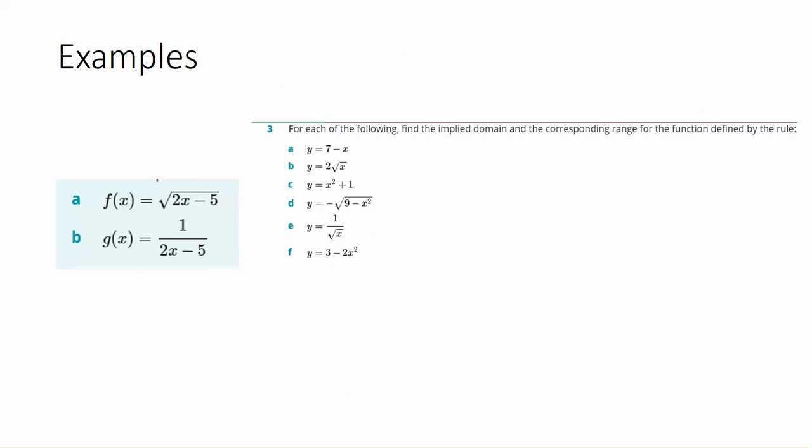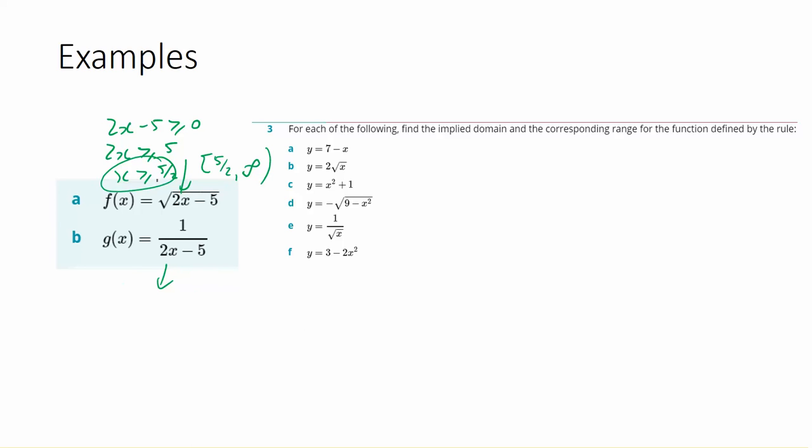So let's do some examples. For A, I can see that there's a square root there. Remember I said whatever's inside the square root can never be a negative number. So I need to make sure that 2x minus 5 has to be greater than or equal to 0. So let's solve it. 2x is greater than or equal to 5, so x is greater than or equal to 5 over 2. That's your domain. In interval notation, this will be 5 over 2 to infinity.